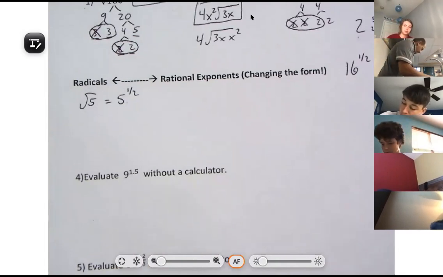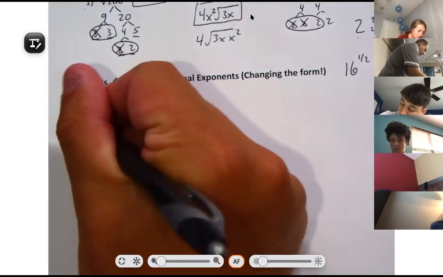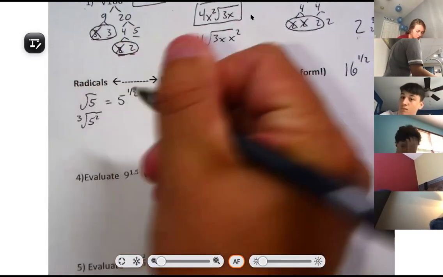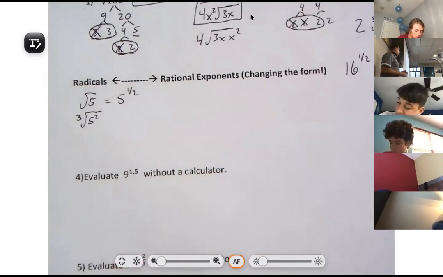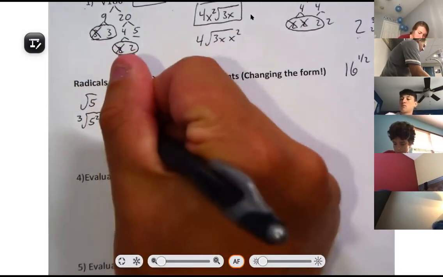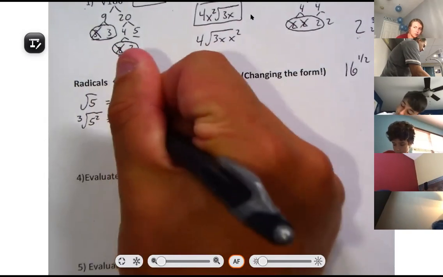What if I had, well, I'm going to show this. If I took the cube root of 5 squared, that's what's called radical form. And if I was going to write this in the corresponding exponent form, what does this mean? Well, I'm going to tell you. This means 5 to the 2/3 power.